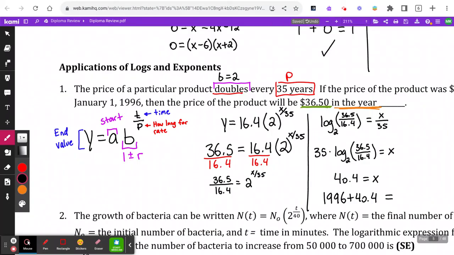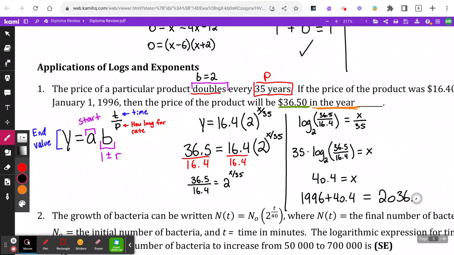And you get the year 2036.4. Sorry, I'm still pointing at my calculator. So when you leave it as 2036, because it says it was in the year? Good question. It's 0.4 of the way through that year.